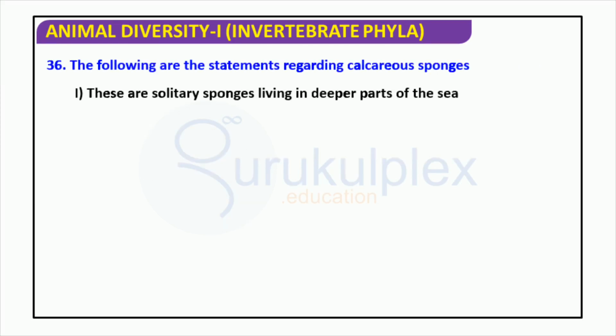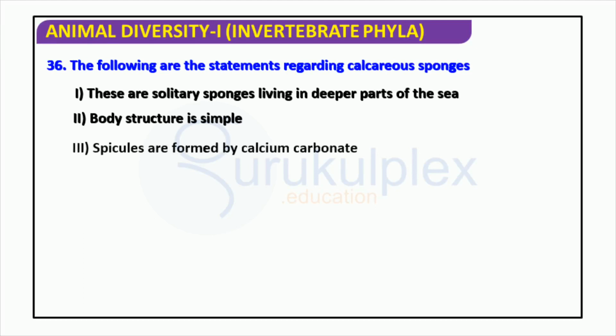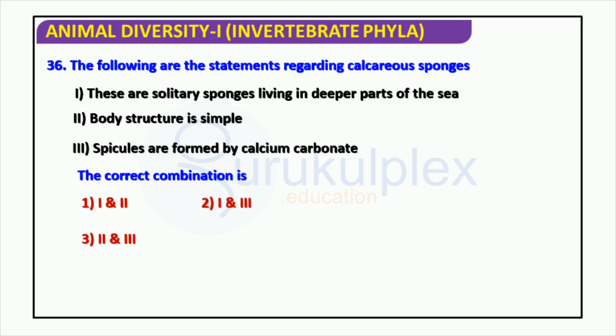Exploring animal diversity, we focus on calcareous sponges, a type of solitary sponge living in deeper parts of the sea. Distinguished by their body structure, which is simple, and the spicules that are formed by calcium carbonate, the correct combination when presented with the statement is 1 and 3. That is, calcareous sponges are solitary and the spicules are formed by calcium carbonate.